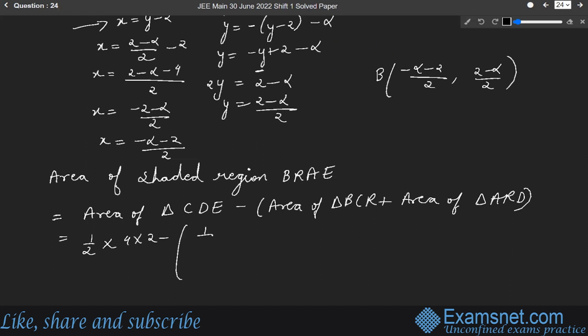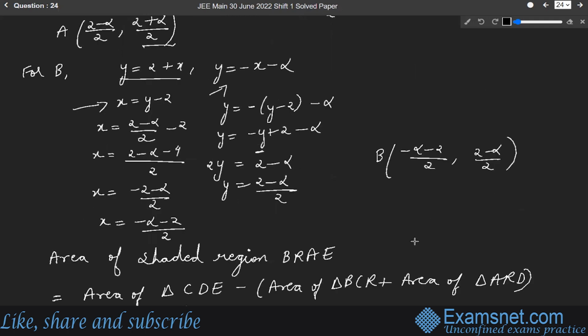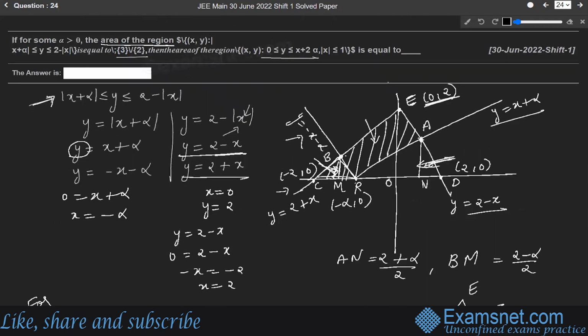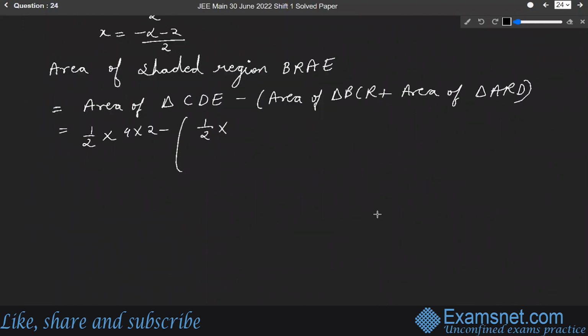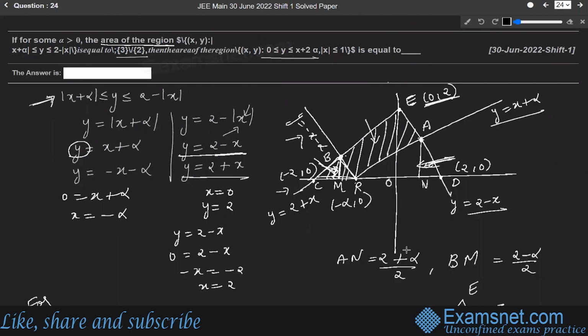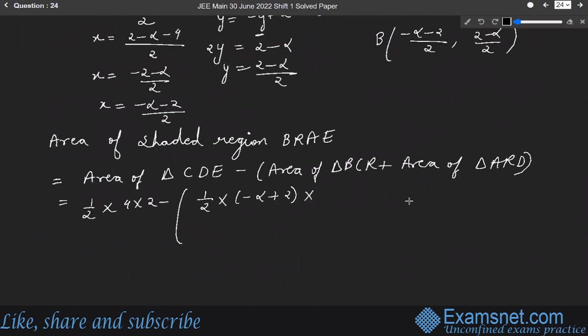For this also we require half into base into height, right? For BCR, what is the height? BM is the height and base is CR, okay? So what is the value of base? Here the value of base is minus alpha plus 2. You can see we have values minus alpha plus 2. So the base will be minus alpha plus 2 into BM. BM is the height. Now, how do you find BM? BM is actually the y coordinate of B, right? What is the value of BM? 2 minus alpha upon 2. So, 2 minus alpha upon 2 plus area of triangle ARD.